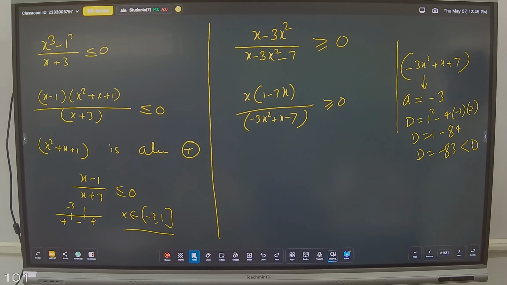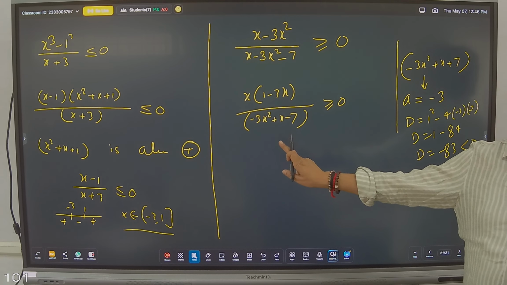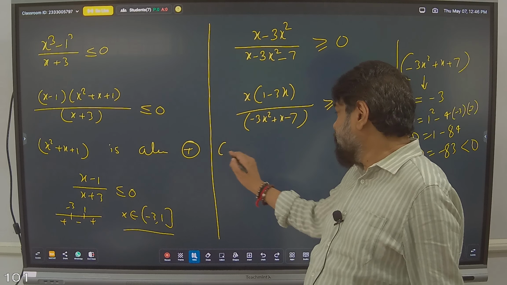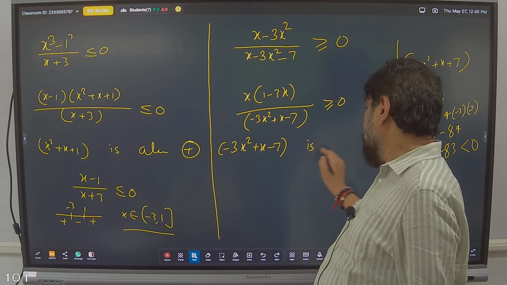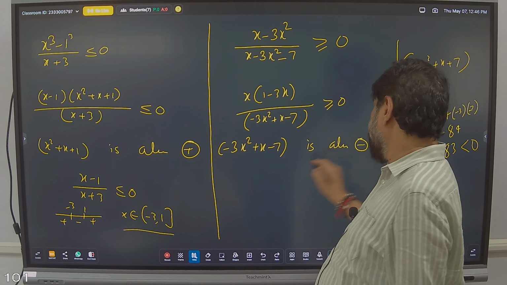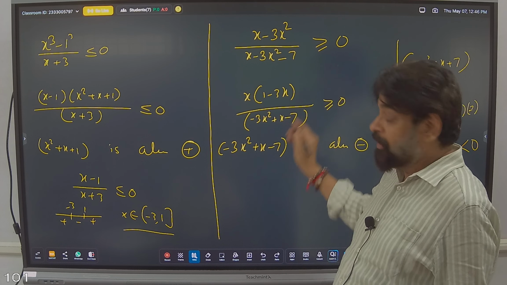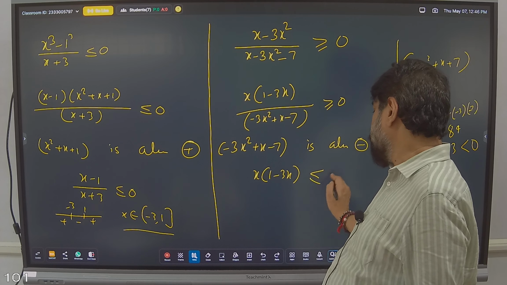So minus a. D is negative and a is also negative. It means this bracket will be always negative. So we can say minus 3x square plus x minus 7 is always negative. So multiply to the other side, but what will happen? The sign will change. x into 1 minus 3x is less than or equal to 0.